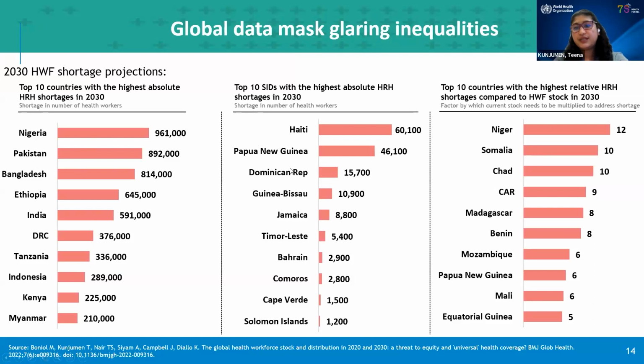But if you look in the center, these are the small island developing countries. It's a totally different list of countries. And the shortage, say, in Haiti or Papua New Guinea and Dominican Republic, for those countries, this is immense. Go to the last one. And these, again, you see that they are not countries that came in the previous, but here we're looking at the relative. We're not looking at absolute numbers. We're looking at relative shortages. And you see countries like Niger, Somalia, Chad, they have to increase their health workforce 10 times to be able to in a way mitigate the shortage. And this is not something some of these countries will be able to achieve.